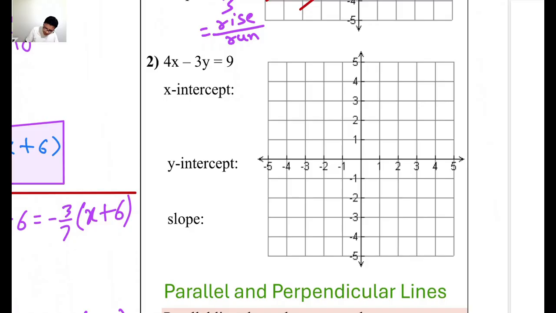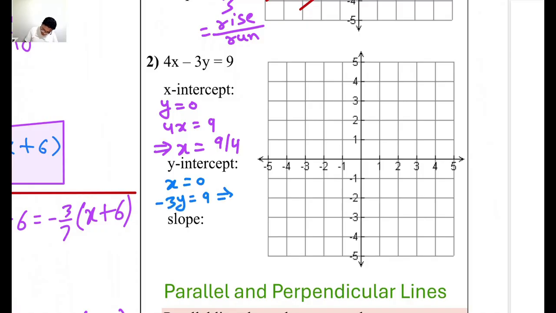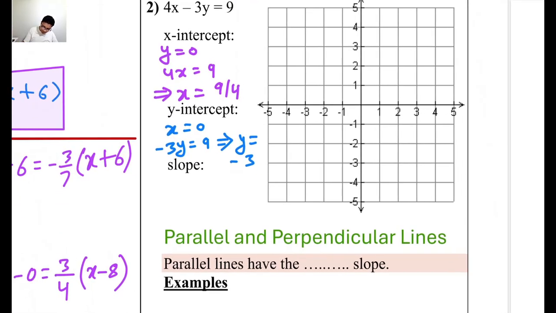For the x-intercept, I'm going to plug in y equal to 0. So I'm going to get 4x equals 9. That gives me x equals 9/4. For the y-intercept, I'm going to plug in x equal to 0. That gives me -3y equals 9. Divide both sides by -3, and you get y equals -3, since 9 divided by -3 is -3. For the slope part, you are going to rewrite.